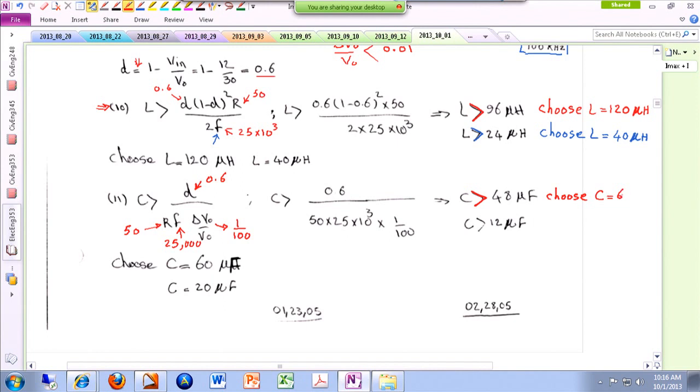For instance, to be 60 microfarads. I don't think you can find a 60 microfarad capacitor in the market. Maybe 100 microfarad would be the closest option that you have. I don't really remember the range right now.